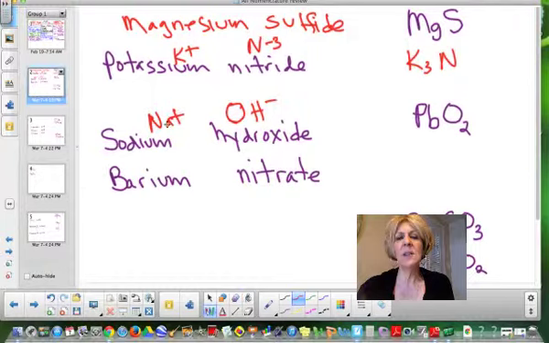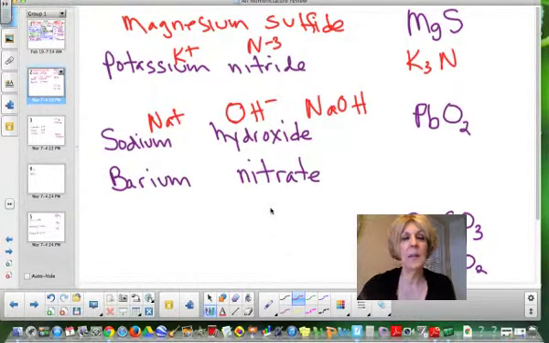And so I just need one of these and one of these. So this is going to be sodium hydroxide. I don't need a parentheses around the polyatomic ion. I only need that if I have more than one polyatomic ion.